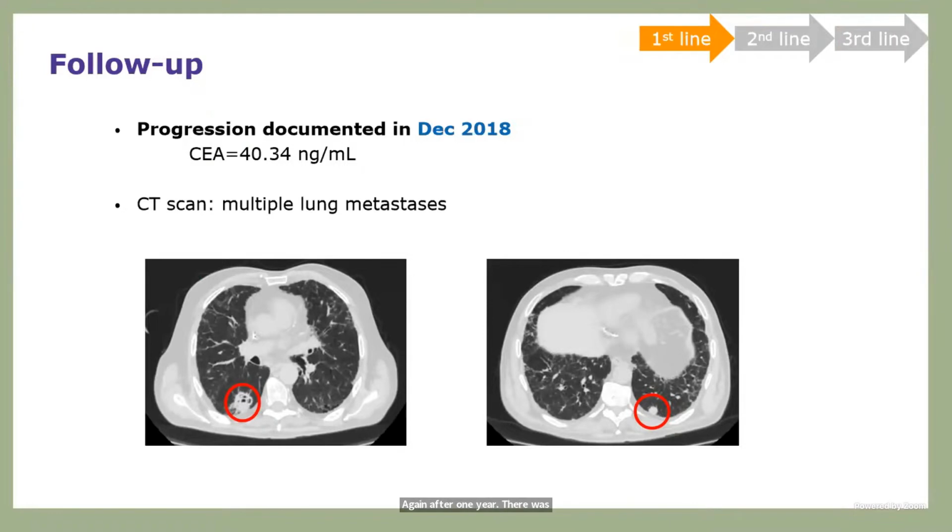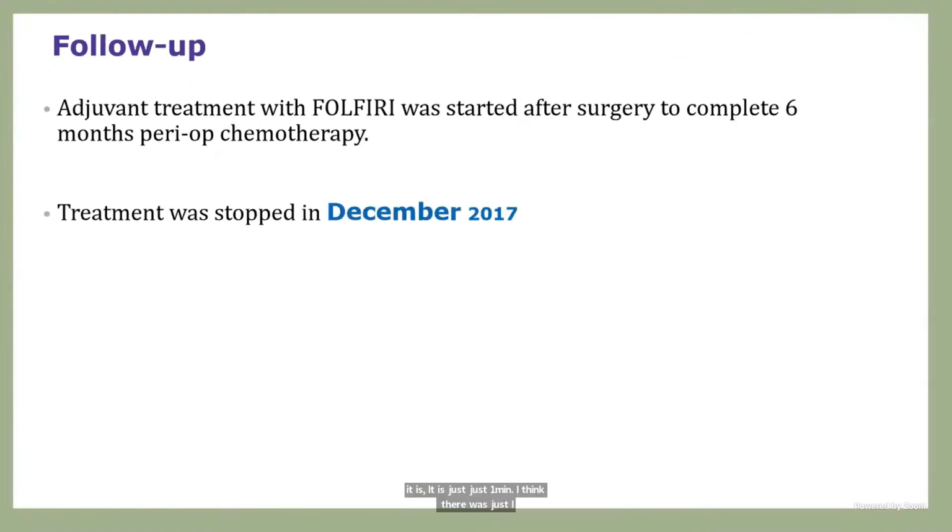Just 1 minute. I think there was recent data published, I think discussed in ESMO also, that there is no role of giving adjuvant therapy in a resected liver met in colorectal cancer. There is no OS benefit, just a small PFS benefit. I think you people can also comment on that. Is there a role of giving adjuvant therapy in such cases if the tumor is already resected? You have given neoadjuvant therapy, you have converted this patient, and your work is done. Is adjuvant therapy going to benefit that patient?